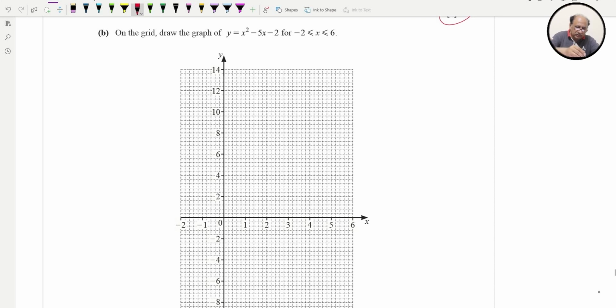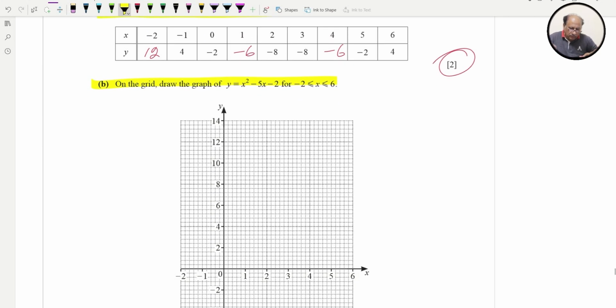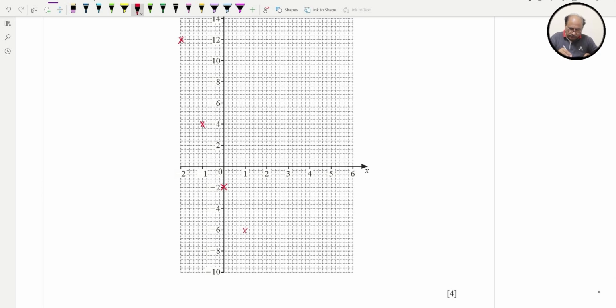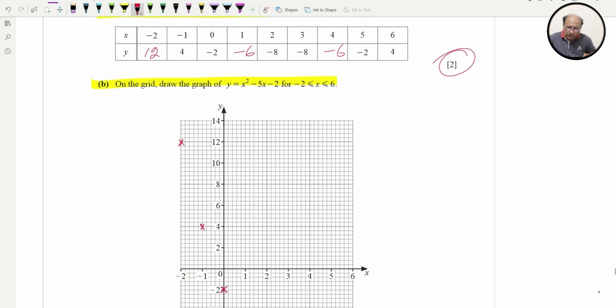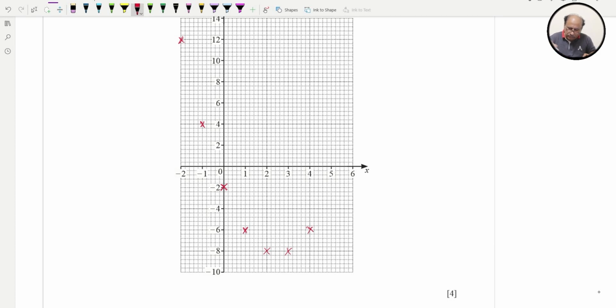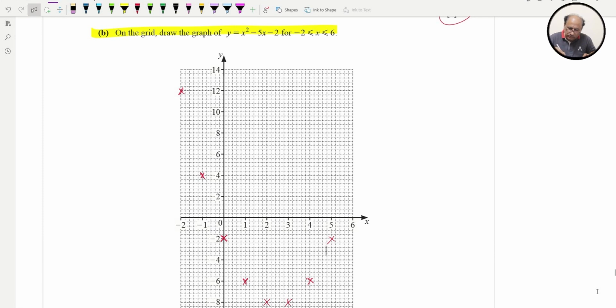Hopefully you understood. Now on the grid, draw the graph for this one from -2 to 6. (-2, 12) is our first point, which we can take. (-2, 12) is this mark, and (-1, 4) is this mark. And next is (0, -2), which is this one, and (1, -6), which is this one, and next is (2, -8). So (2, -8) is here. Then (3, -8) will also be here, and (4, -6). And next is (5, -2), and (6, 4) is here.